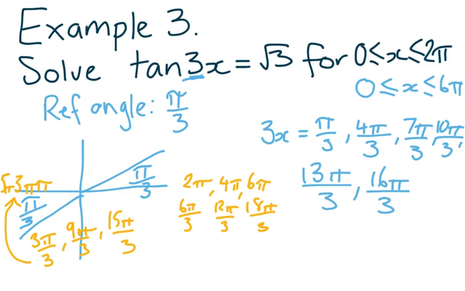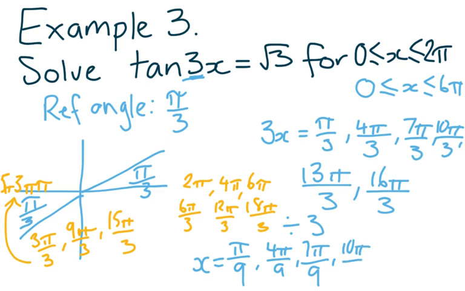However, what we would need to do to make sure we actually finish this question off is, at the moment we're saying 3x is equal to all of those things. So to get our actual final solution, we would need to divide each of those angles by 3, which would mean we would end up with pi on 9, 4 pi on 9, 7 pi on 9, 10 pi on 9, 13 pi on 9, and last but not least, 16 pi on 9. And they would be all of our solutions for that particular question.